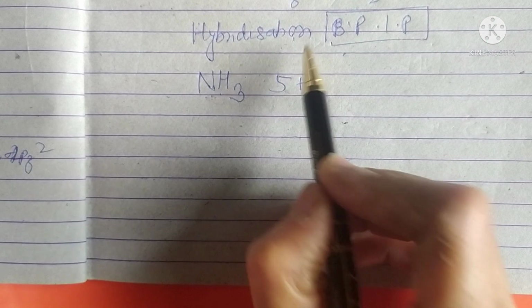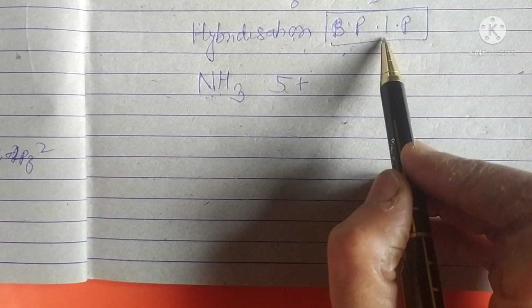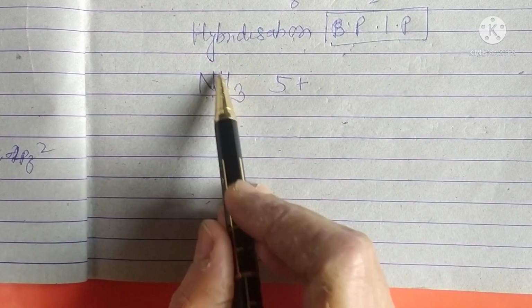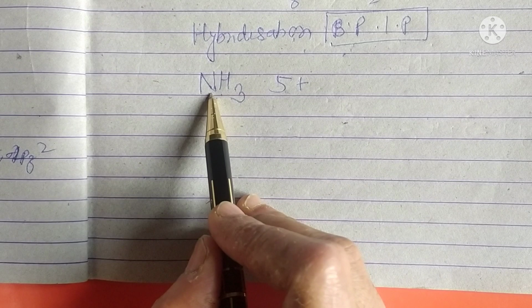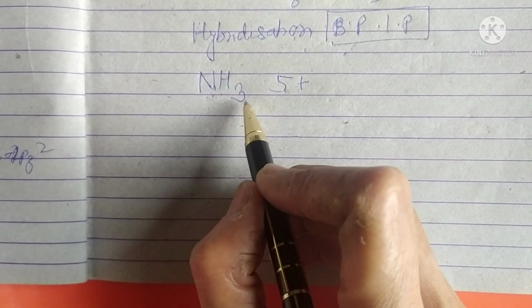the hybridization, bond pairs of electrons and lone pairs of electrons, and how the shape of the molecule will be decided on the basis of bond pairs and lone pairs. So let us take the example of ammonia. Nitrogen has 5 valence electrons, and assume that hydrogen is a halogen.